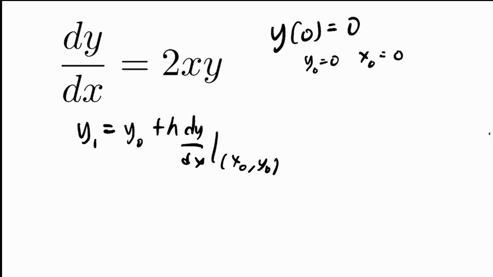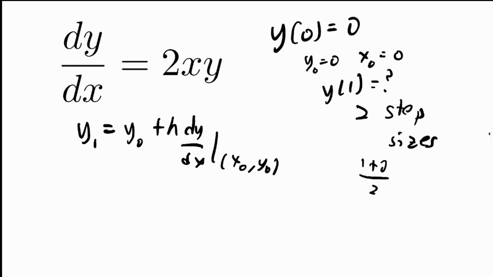And I want you to approximate y sub 1 using two step sizes. Okay? So the first question here is, if it's two step sizes, how do we get from 0 to 1 in two equal steps? Well, you just add the numbers 0 and 1, from 0 to 1, and just find the average. And that's going to be 0.5. This is your step size.